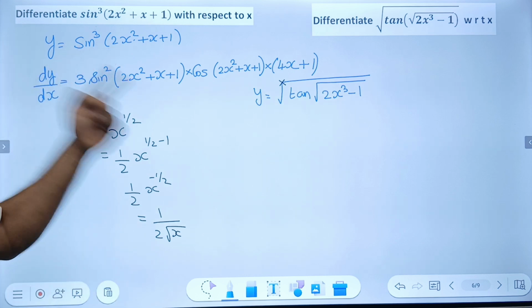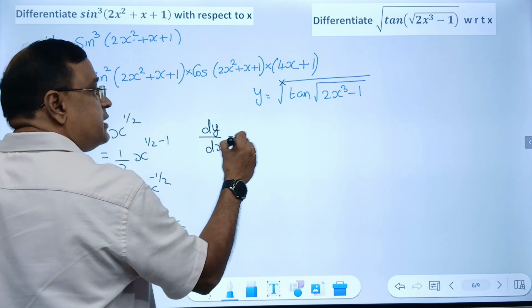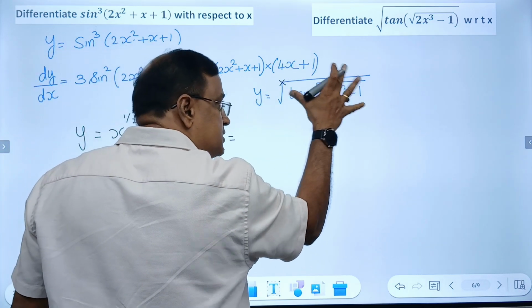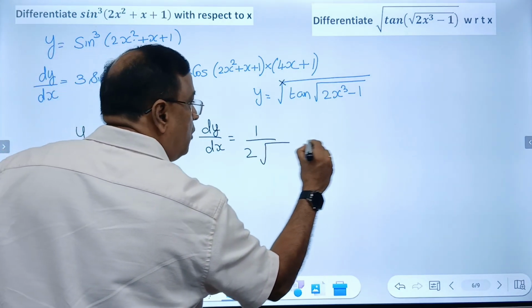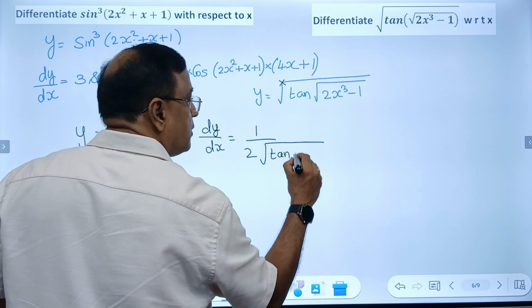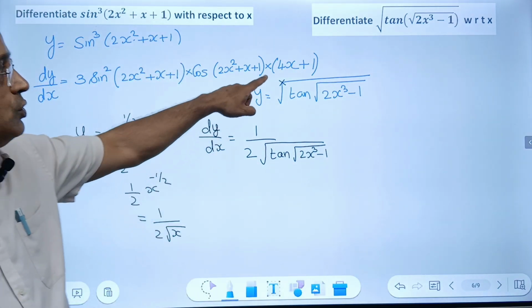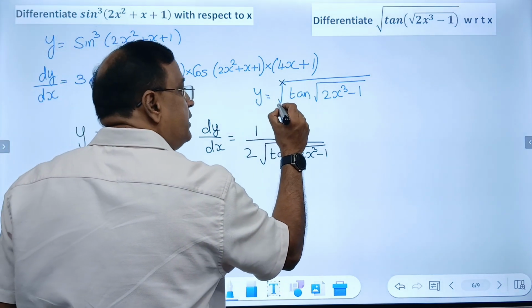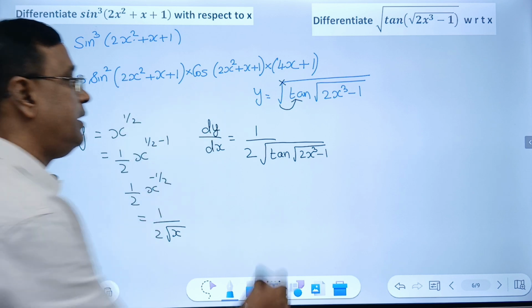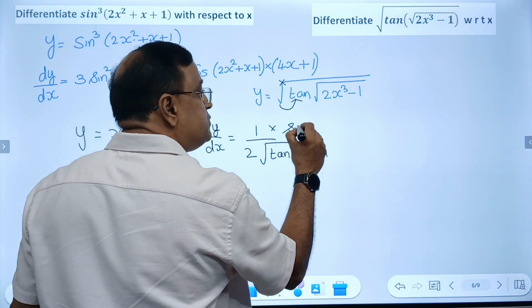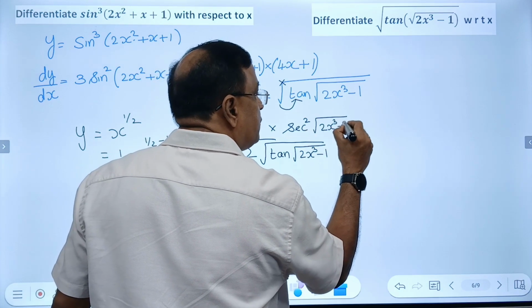Simple. I am applying the same logic here. dy by dx is, first I differentiate the power. Root of this, which is 1 by 2 root of this entire thing. So I have done with the root. After the root, what do you see next? I see tan. What is differentiation of tan? Into tan differentiation is secant square root of 2x cube minus 1.